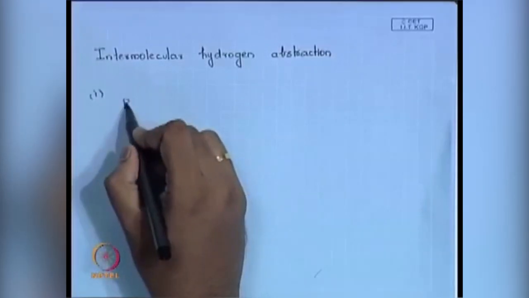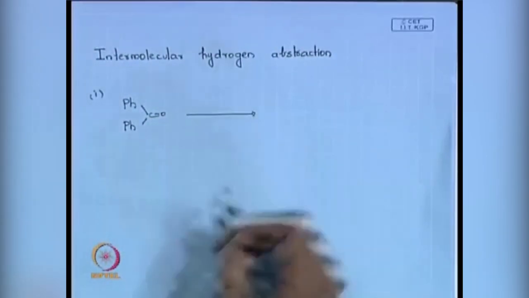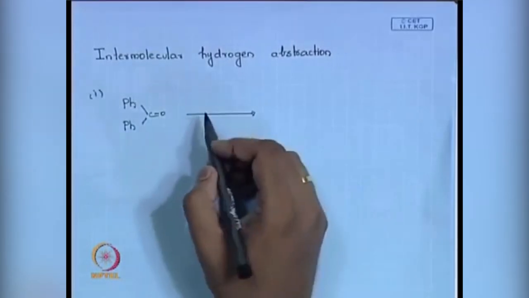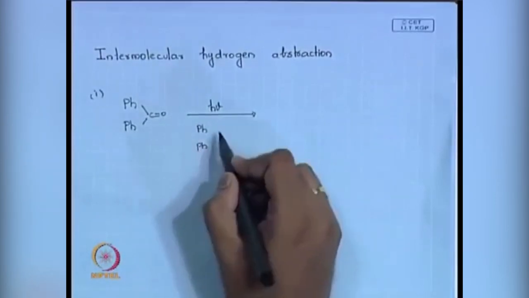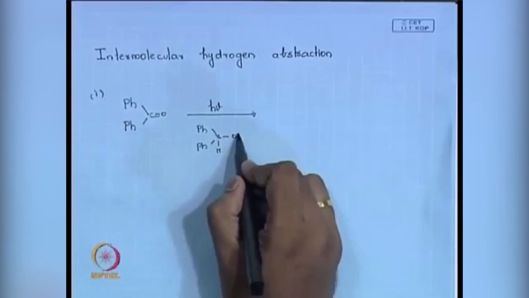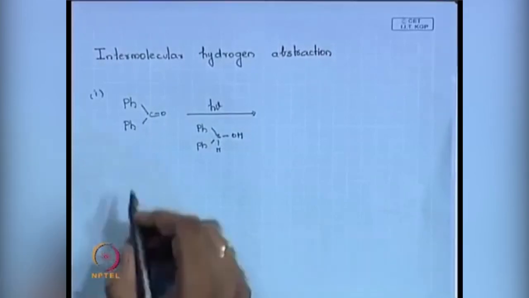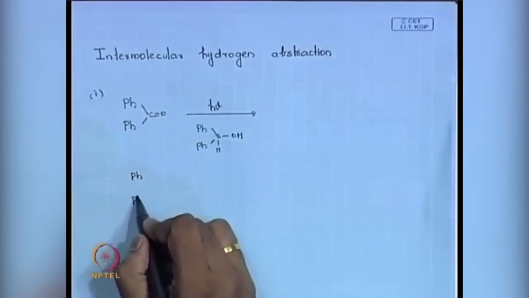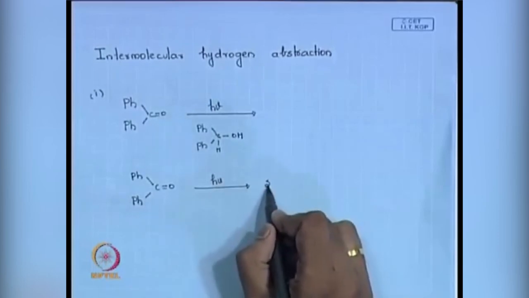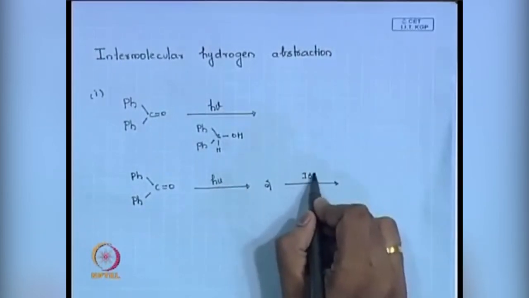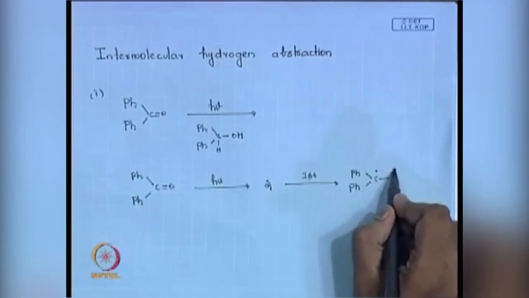So, what we said is that if we take a benzophenone, we have seen this in the previous class, I will explain one more time. If you take a benzophenone and photolyze in presence of benzhydrol, what do you expect? Basically, we have a benzophenone and on photolysis it goes to S1, then we have a nice intersystem crossing to give me a triplet radical.